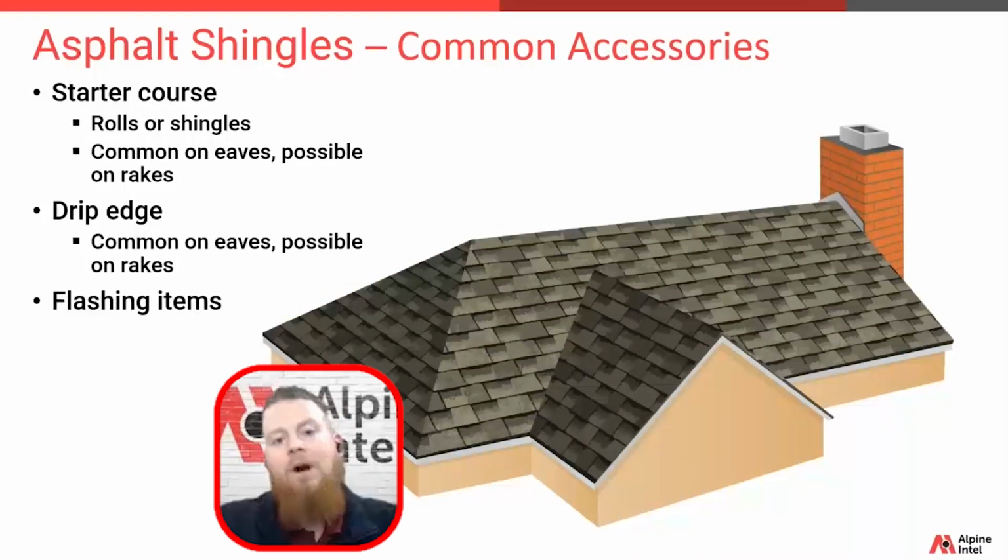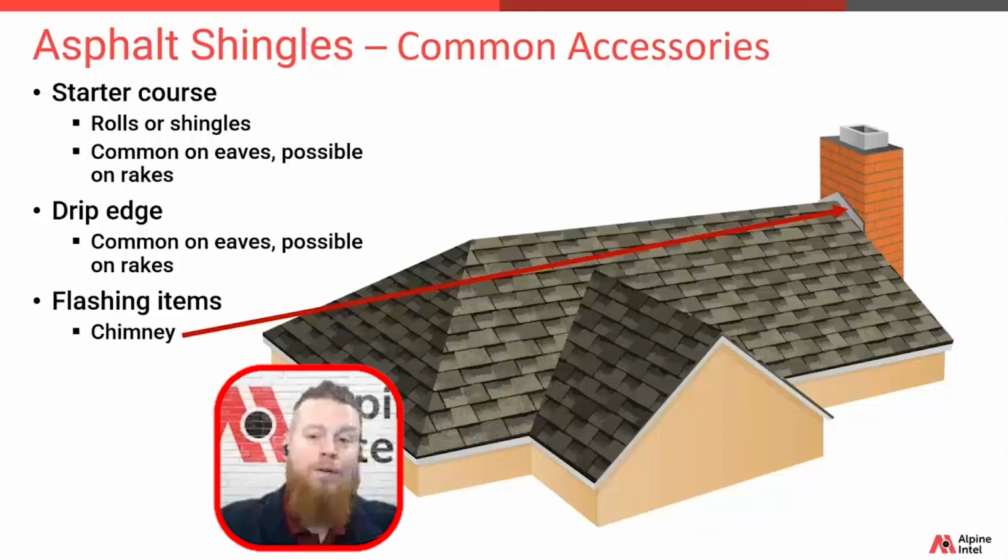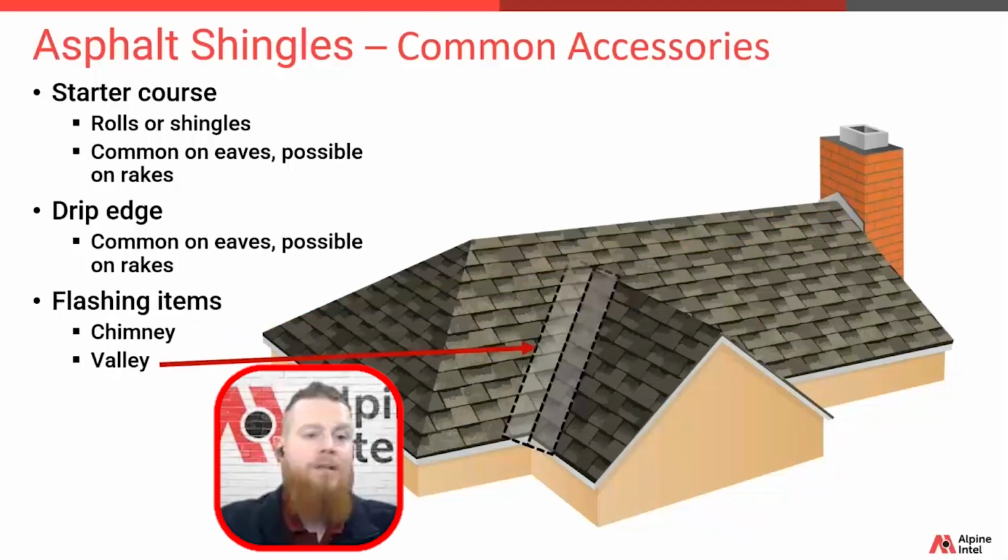There are several other common flashing items and accessories that are found on an asphalt roof and any other roof for that matter. They're used to interface with any obstruction or protrusion in the roof surface. Chimney flashing is common and can be made of either aluminum or lead, or sometimes even copper. Now, valley flashing may be present as well. It's sometimes made of metal or maybe a membrane material like ice and water. It's often hidden under the layers of shingles.